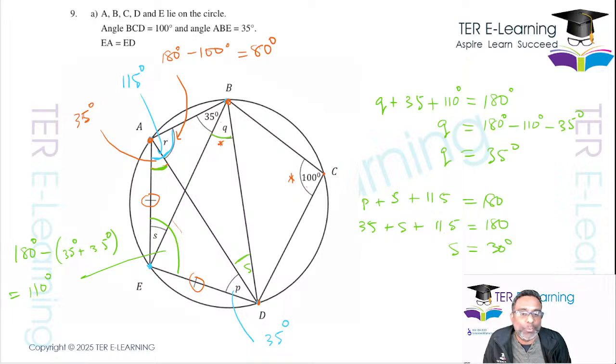Somebody's asking where the 115 came from. That 115 came from when we added this 35. We know that angle is 35 here, and we also know that this angle R here is 180 minus 100.